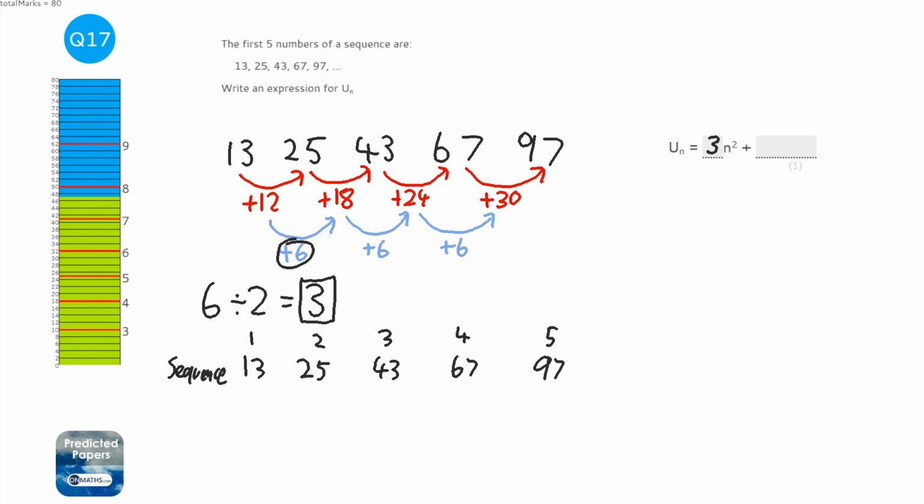And we're going to write out the 3n squared, which we've just discovered. Now, that means we just square the sequence number and then times by 3. So 1 squared is 1, times 3 is 3. 2 squared is 4, times 3 is 12. 3 squared is 9, times 3 is 27. 4 squared is 16, and times that by 3 is going to be 48. 5 squared is 25, times 3 is 75. Now what I want to do next is I want to subtract them.